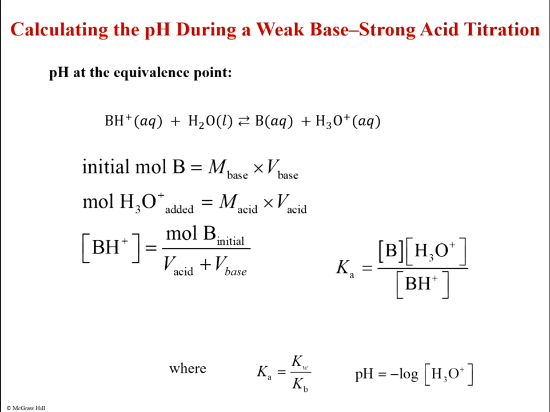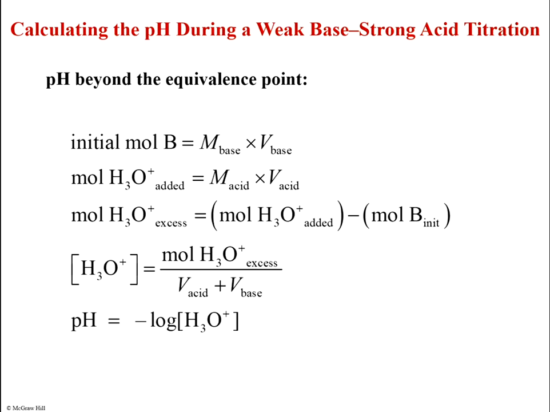When we get to the equivalence point, we will have converted all of our weak base into weak acid. So we use our corresponding weak acid equations. We have the initial moles of weak base divided by the volume of acid plus the volume of base. That gives us the concentration of weak acid. We can use our equation from earlier where the hydrogen ion concentration is the square root of Ka times the concentration of weak acid. And from this, we can calculate our pH.